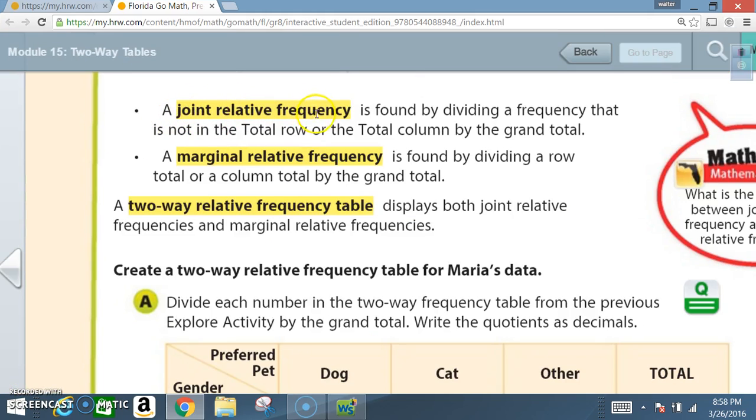A joint relative frequency is found by dividing a frequency that is not in the total row or total column by the grand total. A marginal relative frequency is found by dividing a row total or a column total by the grand total. A two-way relative frequency table displays both joint relative frequency and marginal relative frequencies. Create a two-way relative frequency table for Maria's data. A. Divide each number in the two-way frequency table from the previous explore activity by the grand total. Write the quotients as decimals.